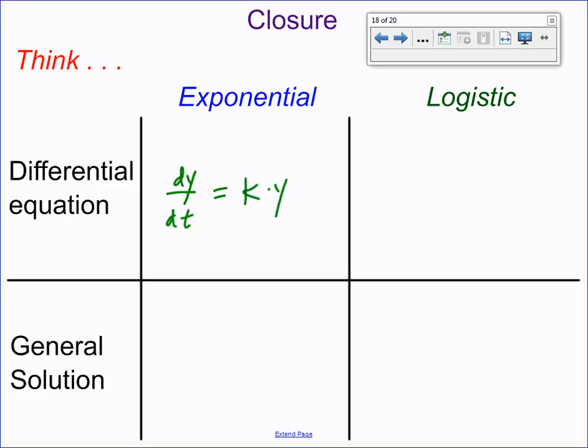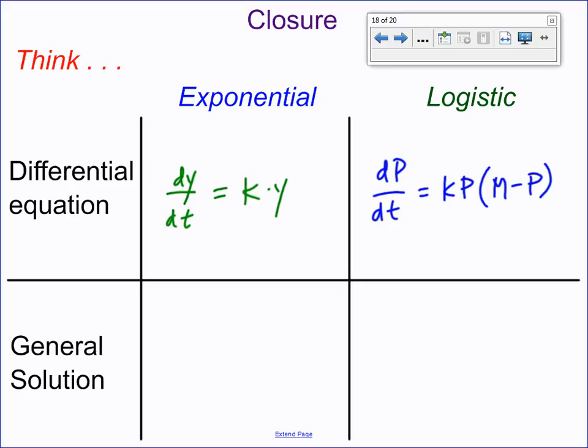What does my logistic model look like? Emily? dp over dt equals k times p times the quantity m minus p. Good. Here, I still have the rate of change in my quantity p directly proportional to the amount of that quantity p, but also another factor where I take into account the difference between the current population and this carrying capacity, that value of m.